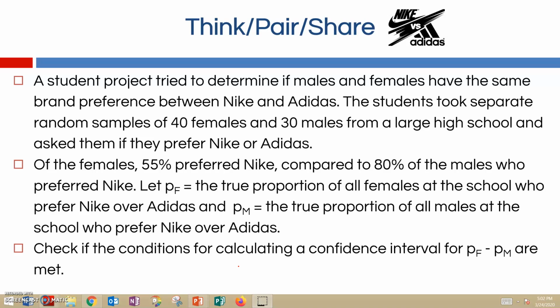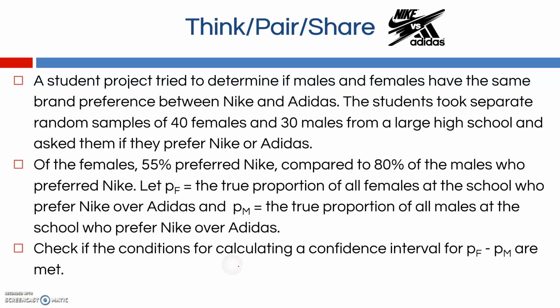Okay, so this problem was about brand preference between the genders at a large high school. So we have p sub F representing the true proportion of all females at the school who prefer Nike over Adidas, and p sub M is the true proportion of all males at the school who prefer Nike over Adidas. And we have some values for n sub F and n sub M, and we also have the proportions p hat sub F and p hat sub M. So notice the order here, p hat sub F minus p hat sub M. And let's go ahead and check the conditions for this.